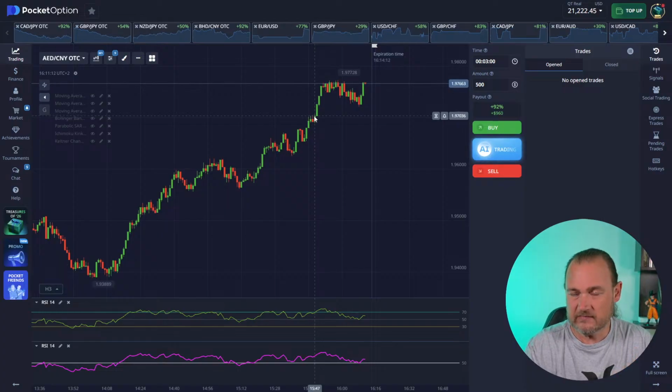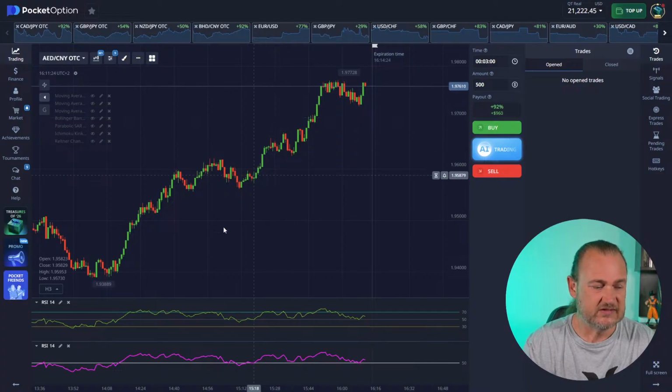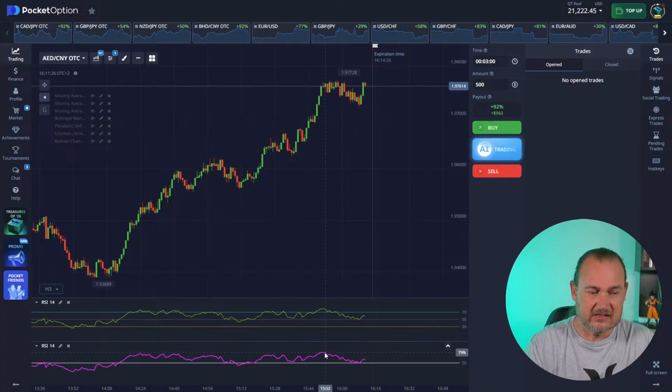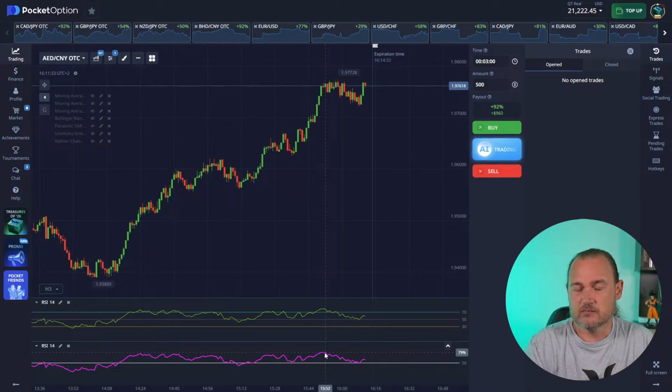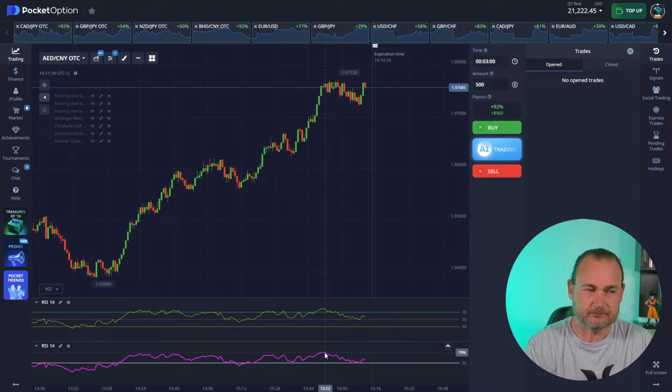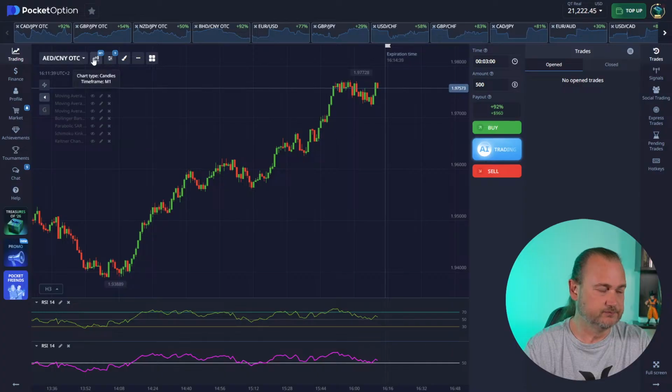Okay, so for ranging, we're going to look for reversals. For trends, look for the continuation entries. If price is going up, look for buys. If price is going down, look for sells. Okay, so that's the first thing. So we can use the RSI indicator to show us the momentum that the current move has, and we can use this to our advantage. Let me show you how.